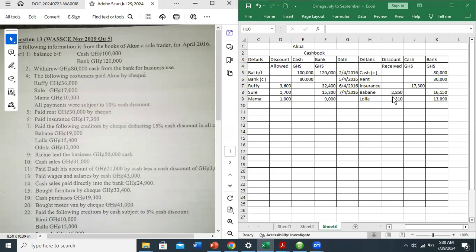Okay, so we were on, I think, Lola's case where we're told 15%. So we multiply and on the 15,400, we get our discount. We less it from the gross figure and we arrive at this as the net figure. So the last creditor is Odola. In her case too, we have 12,000 as the gross figure. So we multiply by 15%. And what are we going to get, dear professors?